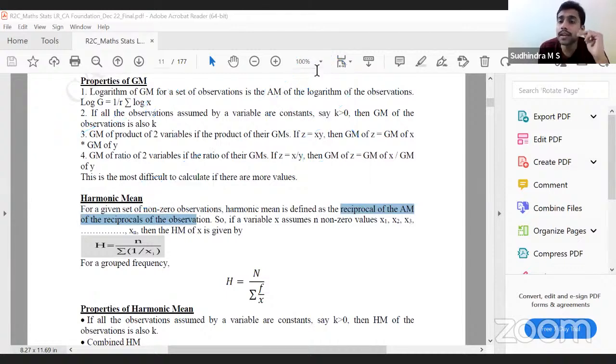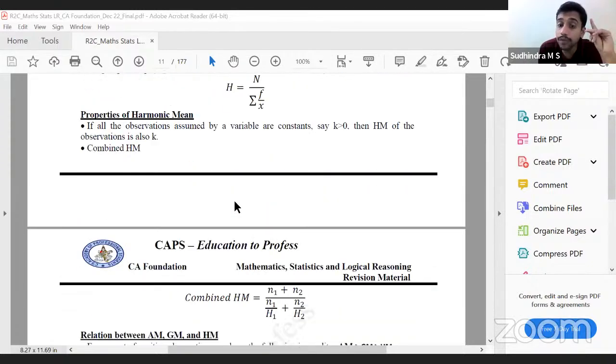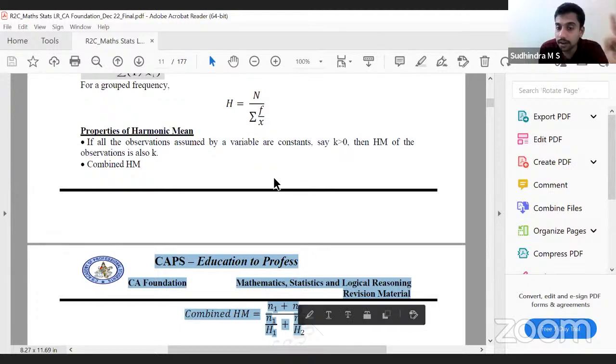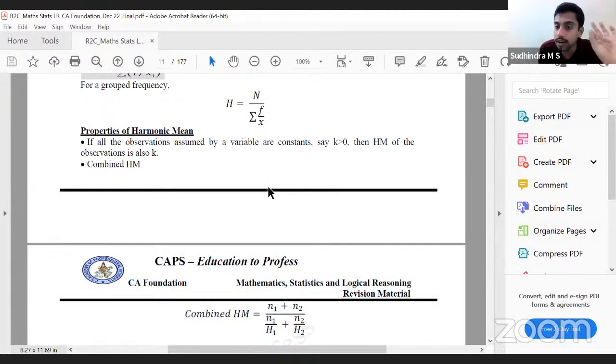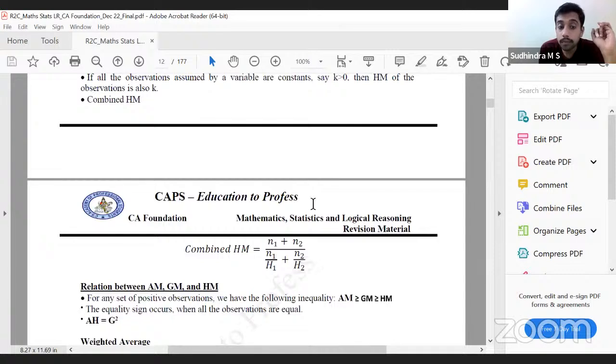Here as well, more than the calculation, properties become important. If all the observations are constant, harmonic mean is that constant. How do we calculate combined harmonic mean for two observations? Normally, not more than two, they'll ask. N1 plus N2 divided by N1 by H1 plus N2 by H2. This is very important. N1 plus N2 divided by N1 by H1 plus N2 by H2 is how we calculate combined harmonic mean. Clear?